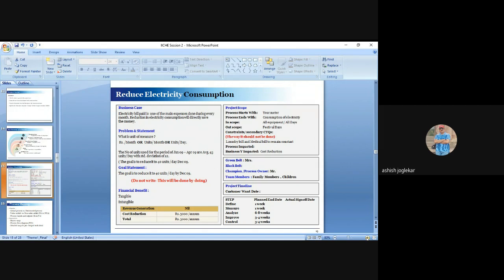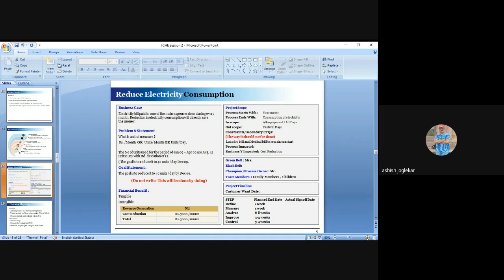Project timeline: when does the customer want it? Sometimes some projects are very critical to the customer. Now we want it in the next 1 month, so we have to do it fast track. Some projects are not that critical, so 1-2 months will be fine. So generally we define that the project is completed in around 3 to 4 months. A green belt project is a project that is completed in 3 to 4 months.